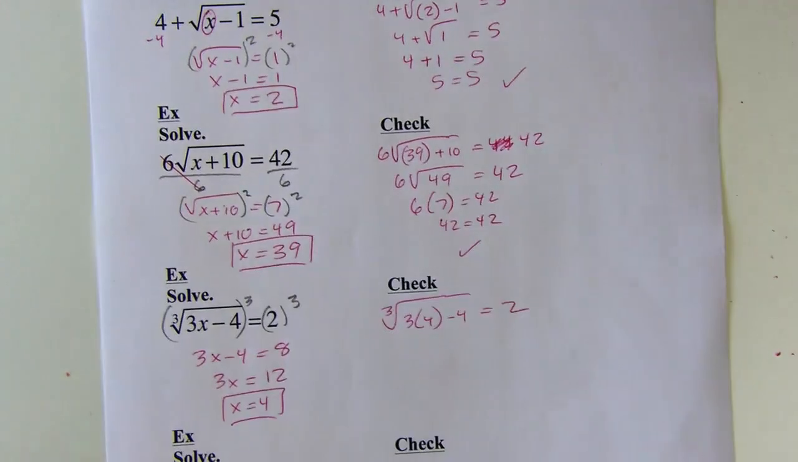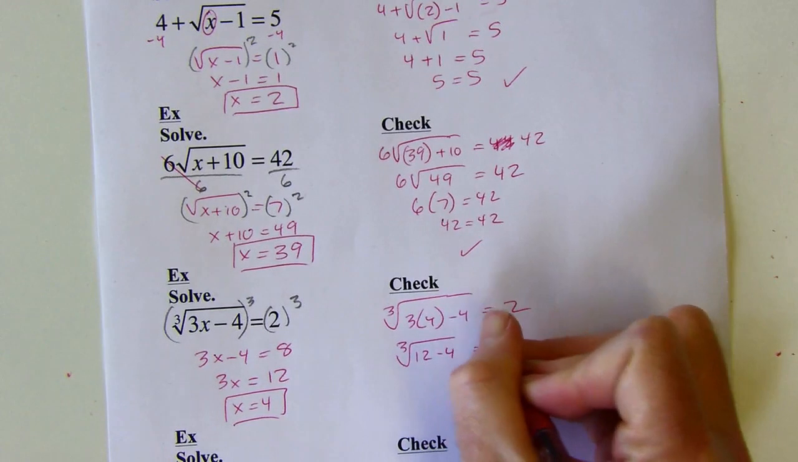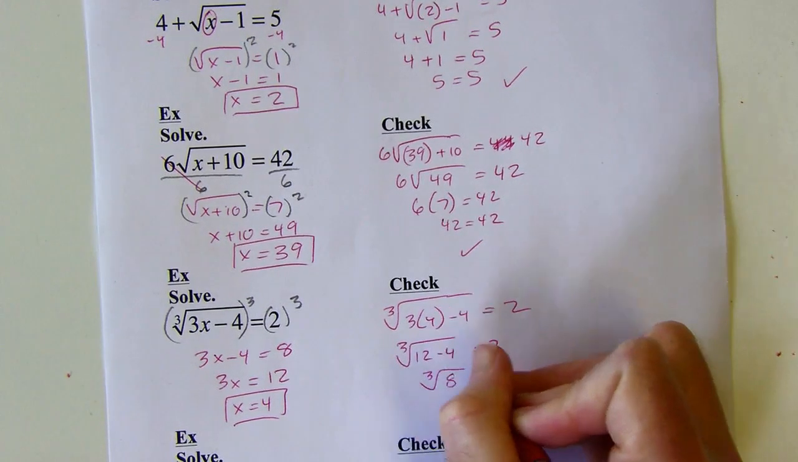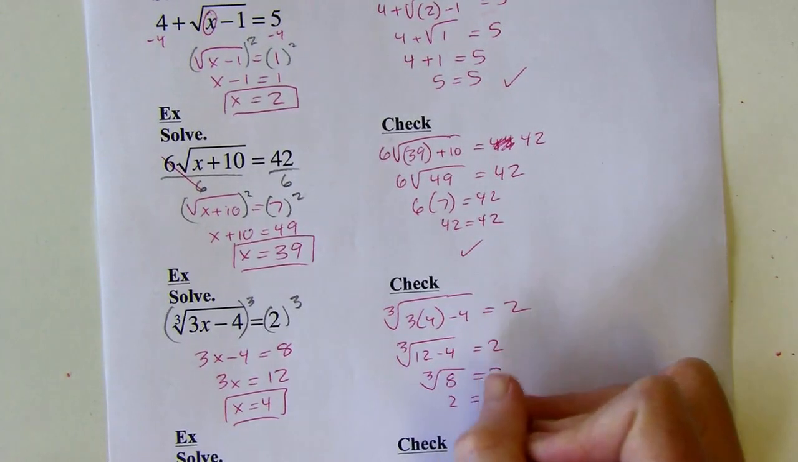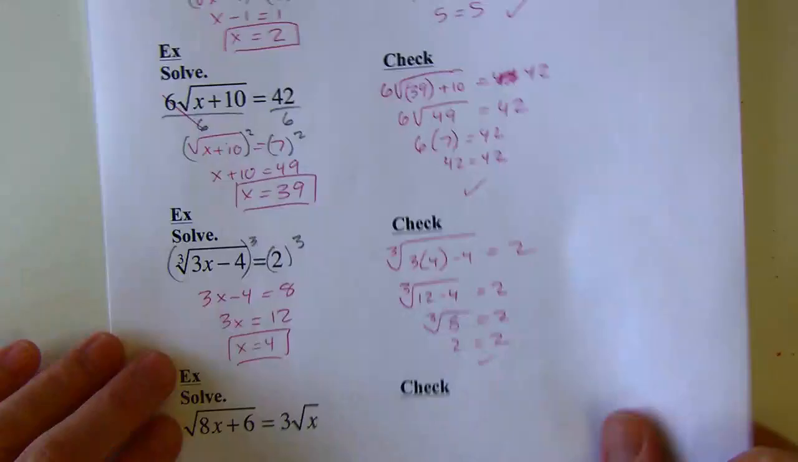In the original equation, checking this out, let's see, I've got 12 minus 4 in there. So the cube root of 8 is 2. This does work again. So far these are all good solutions. None of them are extraneous.